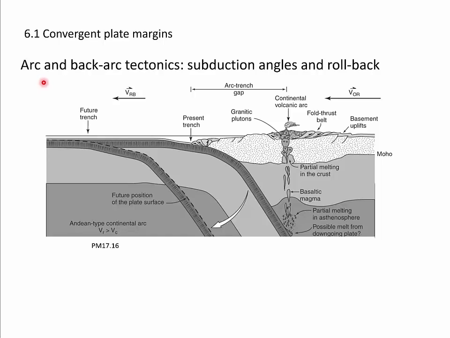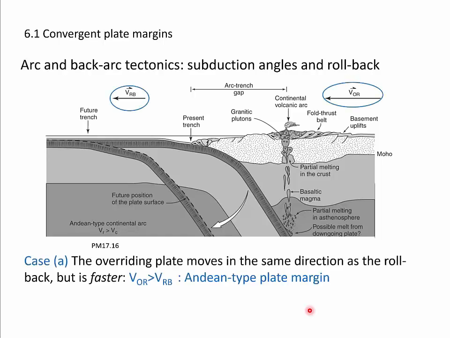Three examples are offered in Van der Pluijm and Marshak's textbook, which presents more detailed information than what I'm going to present in this short video. We see here a first case of a continental margin, and we see here contraction is taking place in the back arc and the overriding continental plate is substantially thickened. How does that happen? This depends on two factors.